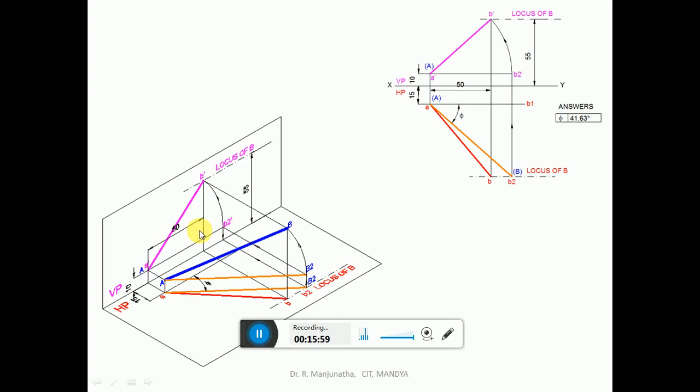So this is how we do the analysis for the second step, which is obtaining the true length in the top view. So this is the true inclination with respect to VP here. So this is how we will be able to analyze this problem.